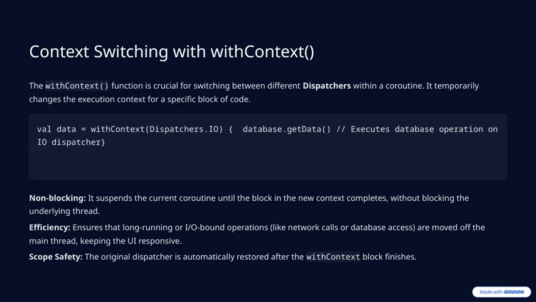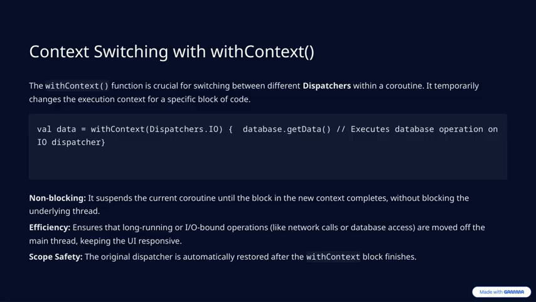Now, let's talk about the withContext function, which plays a key role when we need to switch between different dispatchers within a coroutine. Think of it as a way to temporarily change the execution environment for a specific piece of code. For example, if we're doing a database operation, we can use withContext(Dispatchers.IO) to make sure that task runs on the I/O dispatcher, which is optimized for such operations. This way, the code inside the block, like database.getData, executes on the appropriate thread without blocking the main thread.